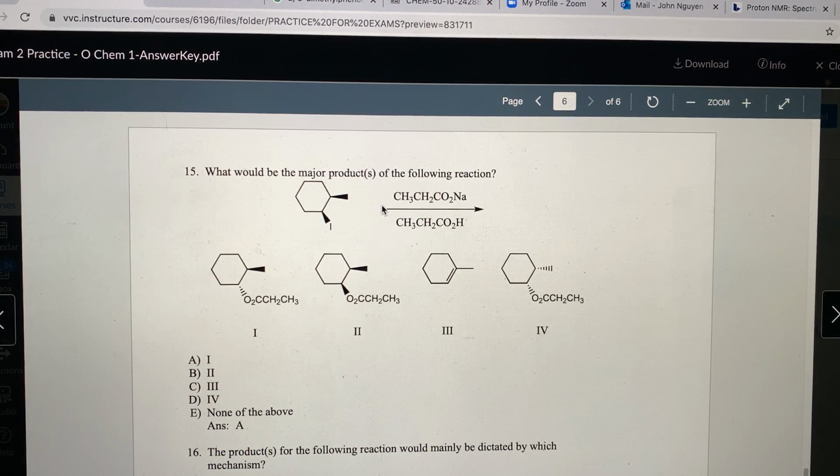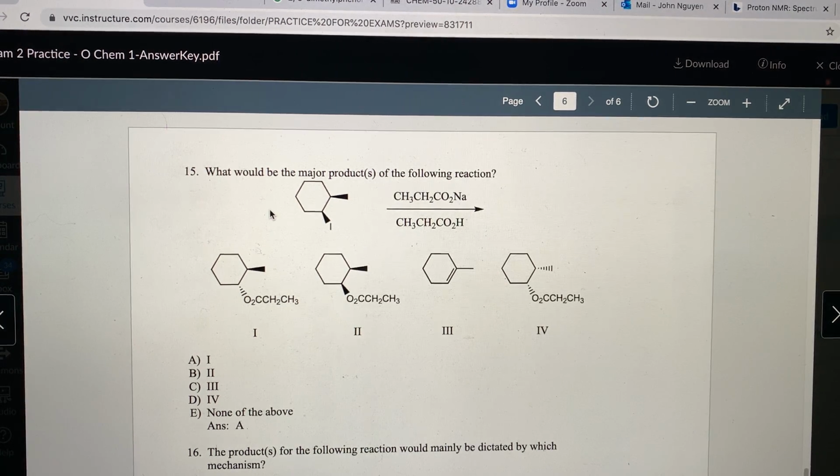Now, if you do the elimination to make a double bond, that's difficult, okay? So substitution is more likely the case here, and that's a decent nucleophile, okay? So it's going to substitute. So now the question is, you have this methyl and iodide on the same side, and that's a cis. So when you substitute, okay, that has to be opposite.